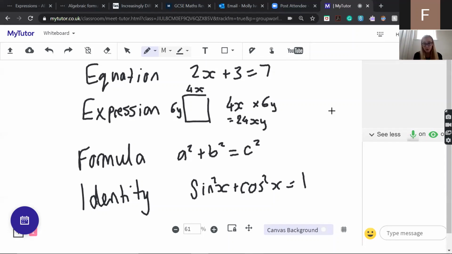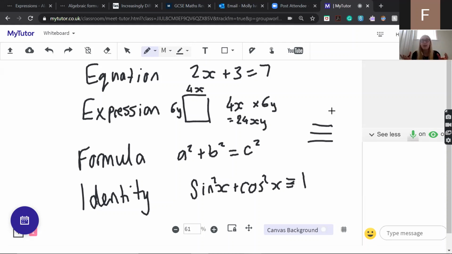So an identity, we normally write with an equals sign with three lines. And the reason is because what it means is this is an alternative way of representing this. It's kind of like saying that this is equal to this.